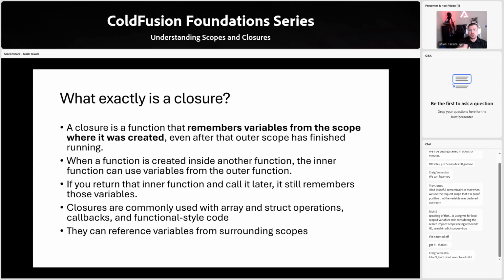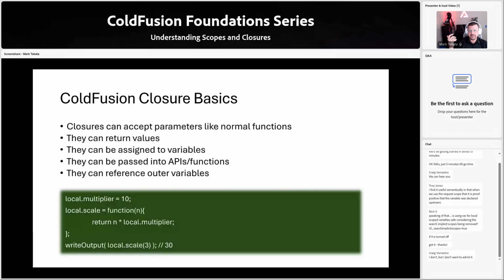So here's what they are. A closure is a function that remembers variables from the scope where it was created, even after that outer scope is finished running. It's kind of a function inside of another function. The inner function can use variables from the outer function, and that's where things potentially go wild. If you return that inner function and call it later, it still remembers those variables. They're used a lot with array and struct operations, callbacks especially, and functional programming. And like I said, they can reference variables from surrounding scopes.